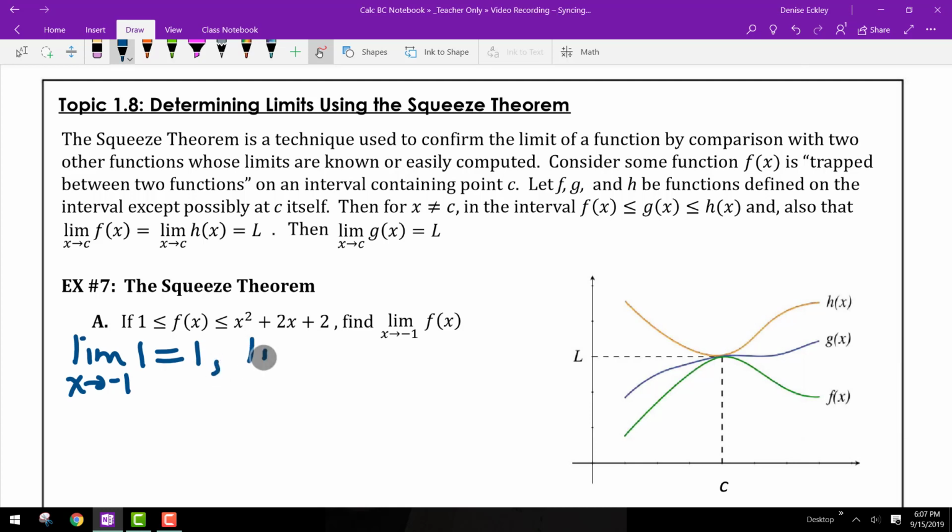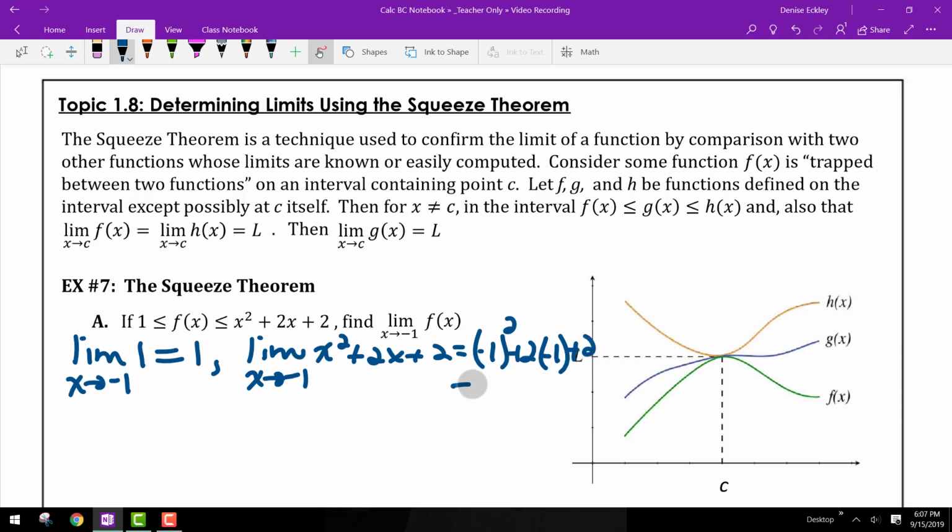So now let's also find the limit of our parabola, our quadratic. We're going to find the limit as x approaches -1 of x squared plus 2x plus 2. So doing that, we get (-1) squared plus 2 times -1 plus 2. Simplifying that, we get 1.